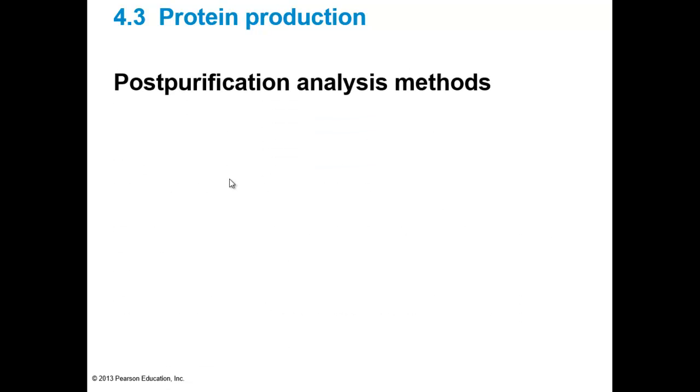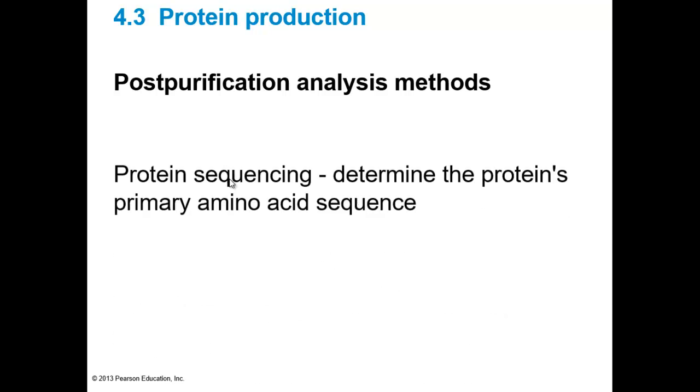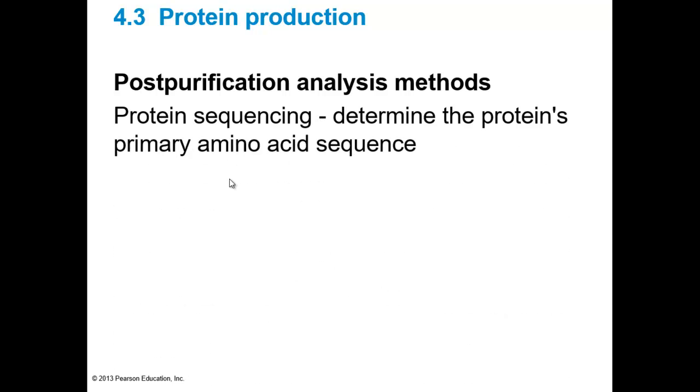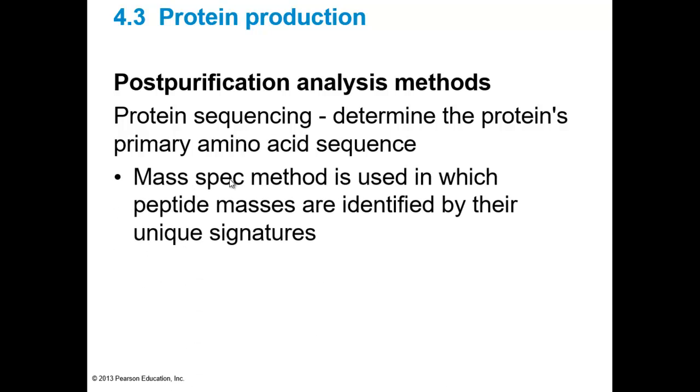Okay. After you purify other analysis methods, you may do what's called N-terminal or C-terminal sequencing, where you just chemically determine the protein's amino acid sequence. You start out with methionine and then go to the second amino acid. That's called N-terminal sequencing, and then the third and fourth, and that gives you the identity of the protein structure.